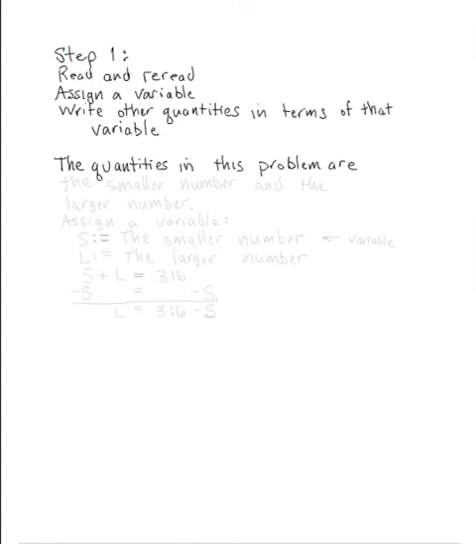Alright, so we need to identify the quantities. A quantity in a problem is something that has significance in the problem that we can measure using a number. So in this case, we look back on the problem and we notice that there are 2 numbers, a larger number and a smaller number. When we add them, we get one thing. When we subtract them, we get something else. Those 2 numbers are the quantities in this problem. So let's write that out. The quantities in this problem are the smaller number and the larger number.